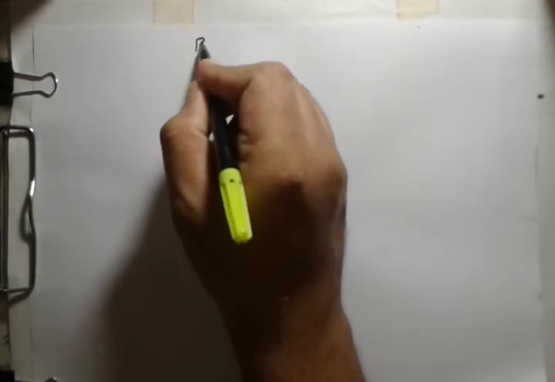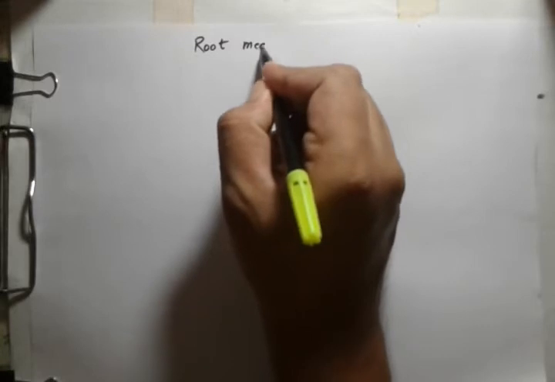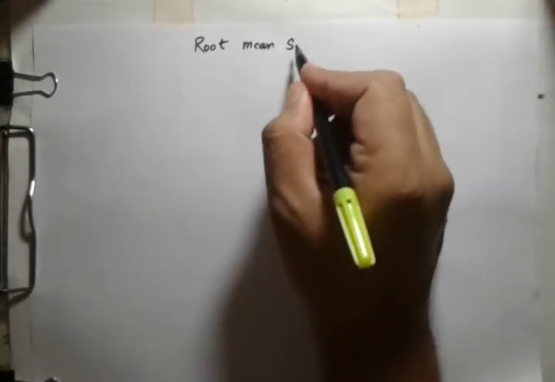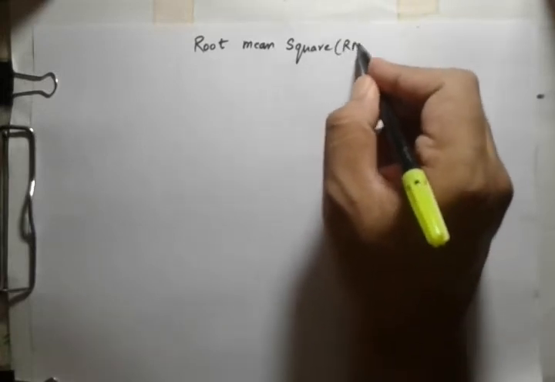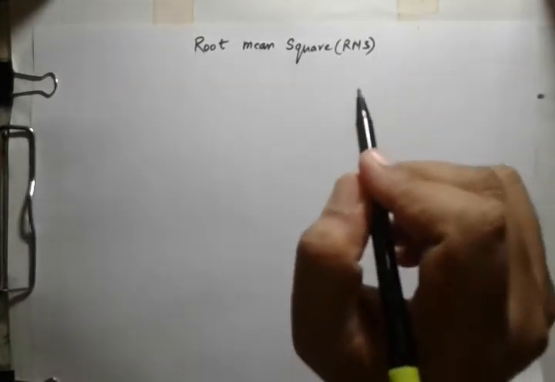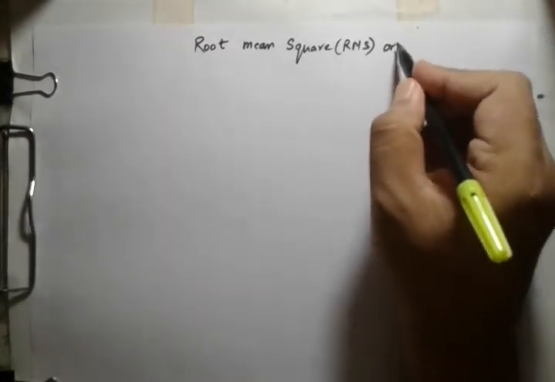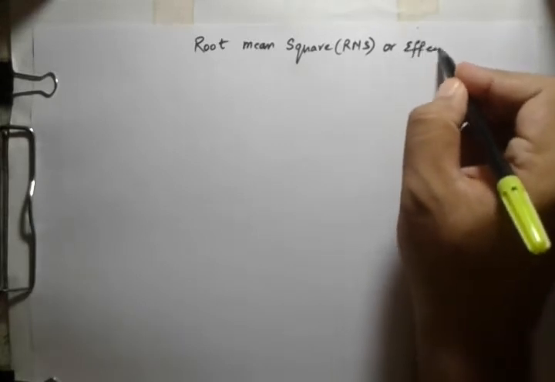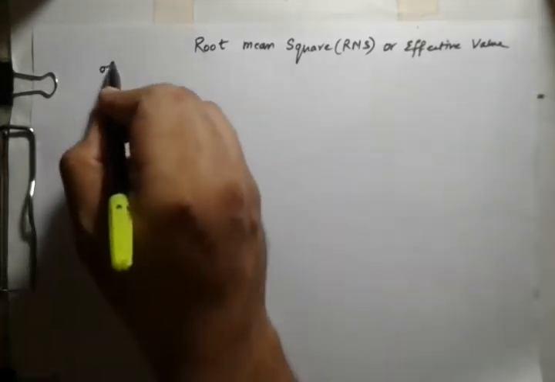Today we are going to learn about the root mean square value, or it is called RMS value. Root mean square, RMS, or it is called the effective value of alternating current.